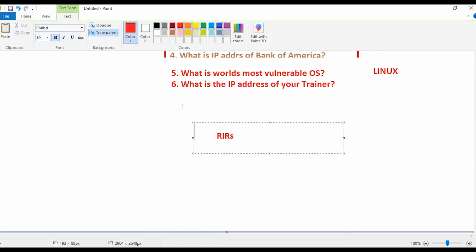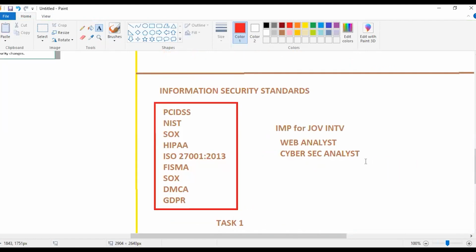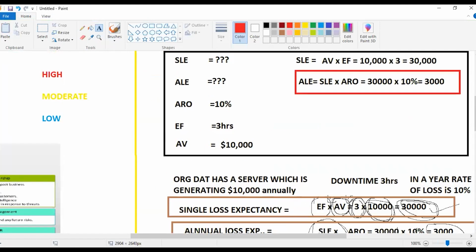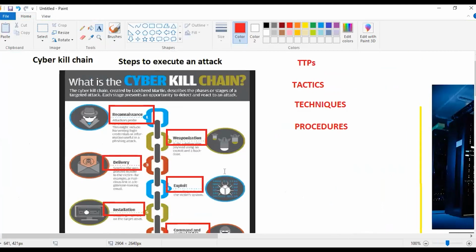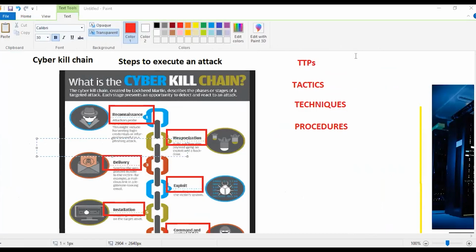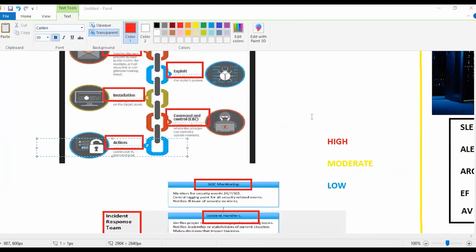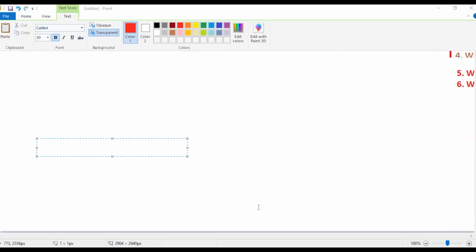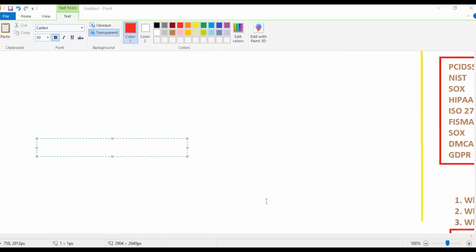Okay, thank you, sir. Anything else? So RIR stands for Regional Internet Registries. Go to that, find the IP addresses, and let me know in the next lecture.